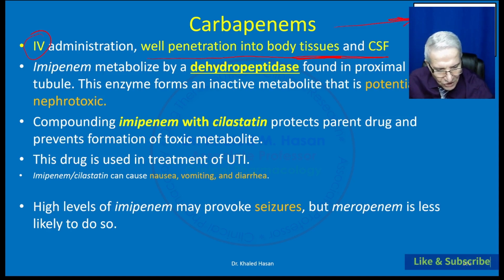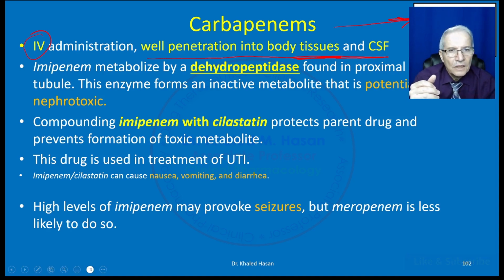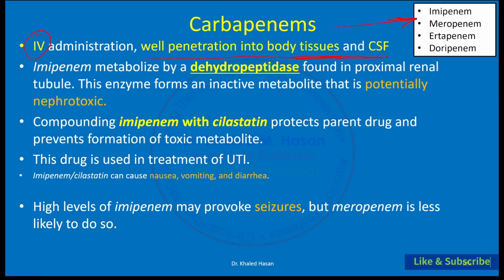If you go back to the list of the carbapenem, you can see imipenem, meropenem, ertapenem, doripenem. The first medication in the group is imipenem. What they found later on, when they started using this medication, is that in our body, in the proximal renal tubules of the kidney, we have an enzyme called dehydropeptidase. This enzyme is responsible for metabolism of imipenem.